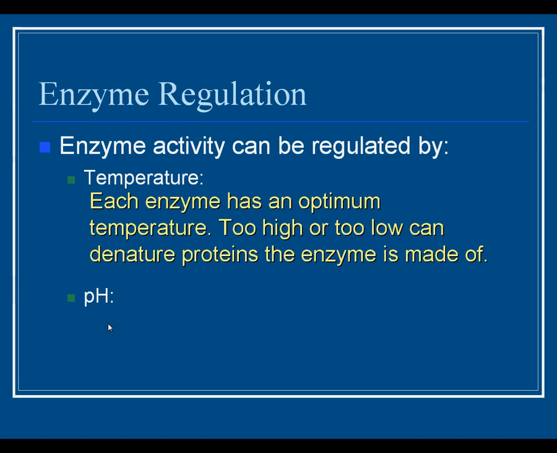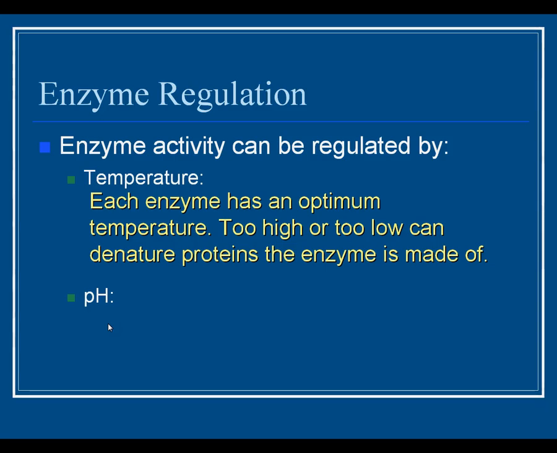So temperature. Each enzyme has an optimum temperature. What this means is that it has the best temperature. So there is a temperature at which it will perform the most chemical reactions in a given time. If the temperature is too high or too low, it can denature the proteins in the enzyme. And we'll talk about exactly what denature means in a few minutes, but in short, it means that it doesn't work anymore. So you can actually destroy an enzyme by having the temperature too high or too low.